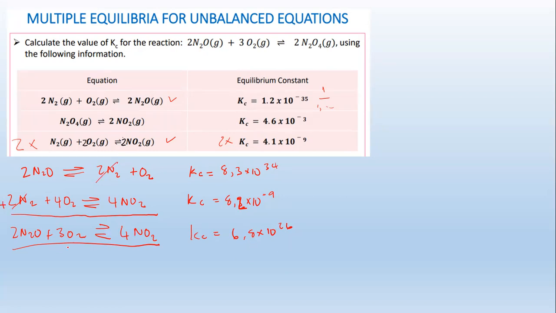Right? Now, let us go back to what we are looking for. So far, we are happy that we have N2O and oxygen gas on our reactant side. But on our product side, we need N2O4. We do not need NO2. So this is the equation that we never utilized, right? So that means we're going to utilize this equation now.